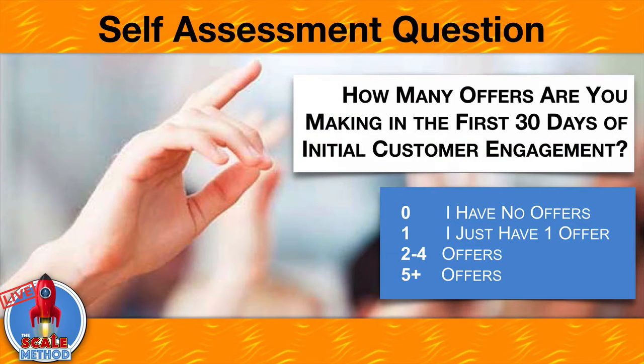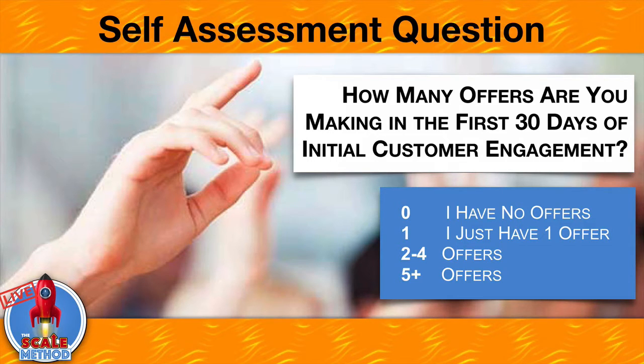Perfect. Now here's a quick self-assessment question. What I'm going to ask you to do is write these self-assessment questions down and your answers. It's going to give you some clues on what to do next. And as you know, success leaves clues. So very important. How many offers are you making in the first 30 days of initial customer engagement? So for example, if someone visits your website, or if someone likes your fan page, or if someone visits you on YouTube, or follows you on Twitter, what engagement do you have in the first 30 days, and how many offers are you making? Are you making any offers? Just 1, 2 to 4 offers, 5 plus in 30 days? Ideally, you want to be to those 2 to 4 offer spots.